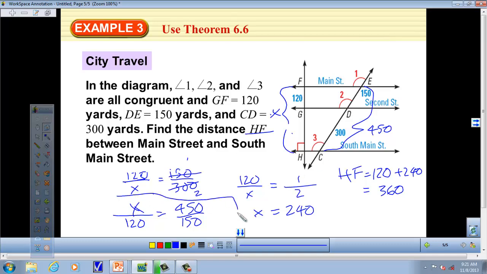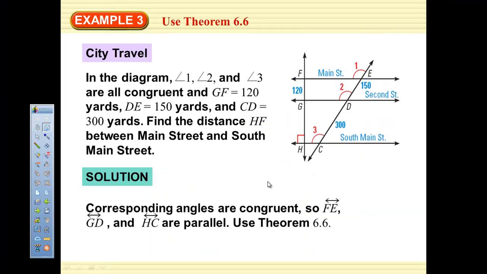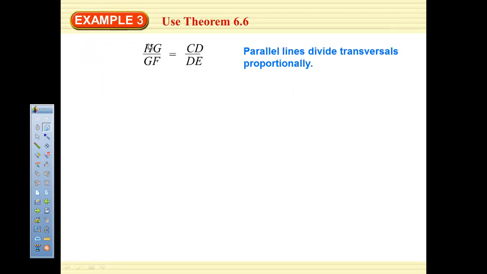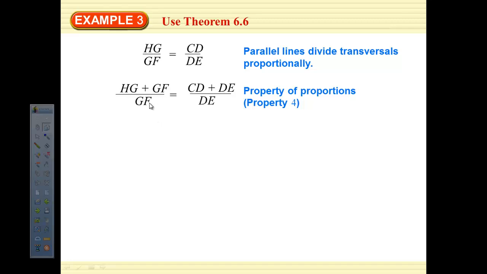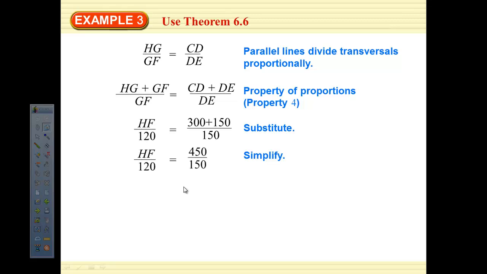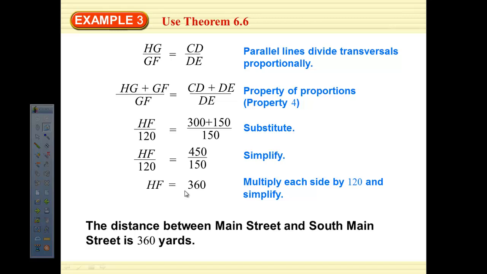So you could do it that way as well. I think this way works just as well. So I'm going to show you what they did. Again, corresponding angles are congruent, so those are all parallel. And again, we start out with this, but then we can say that the whole thing over the small part and the whole thing over the small part. So again, we get HF over 120, 450 over 150. They get the answer a little bit quicker. They get 360. What we ended up doing was finding out that that X value was 240 and adding them together. So either way will work.